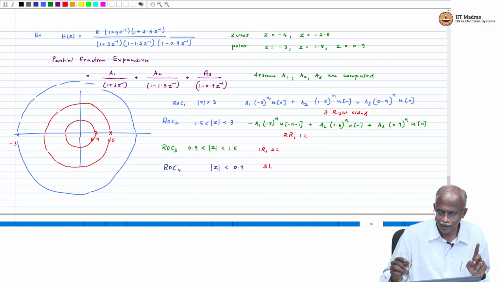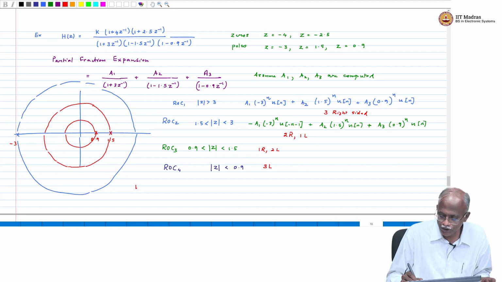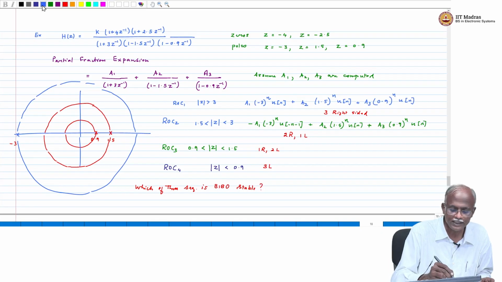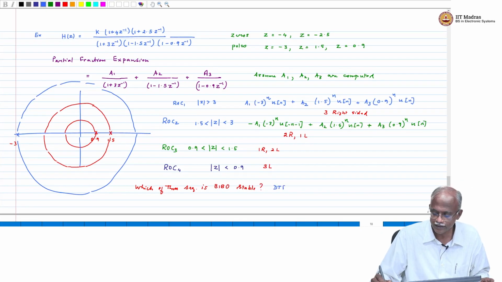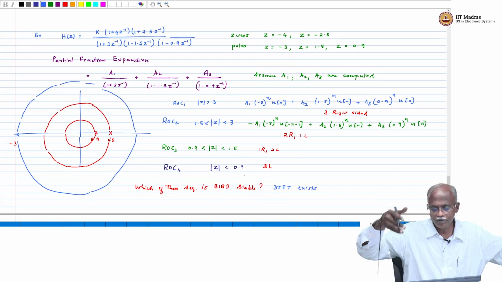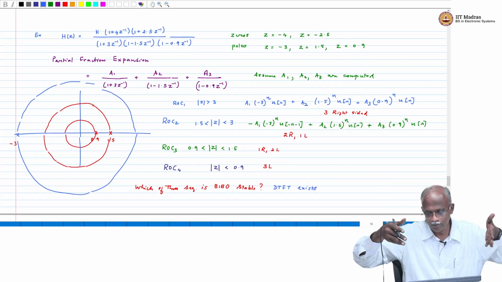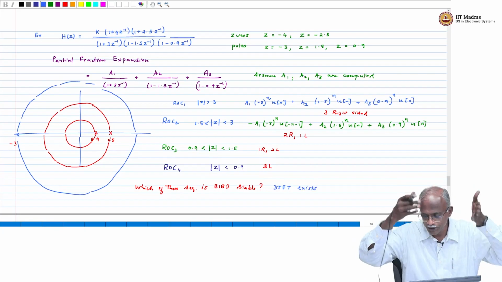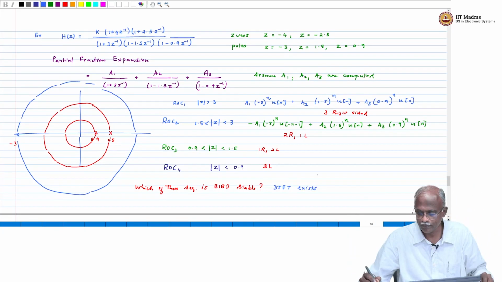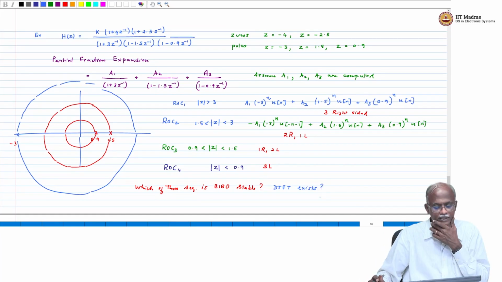Now the important thing to note to answer is which of these sequences is BIBO stable. Remember, this is another way of asking for which of these sequences the DTFT exists. BIBO stable means the impulse response must be absolutely summable. So if the impulse response is absolutely summable, its DTFT will exist. So basically, for which of these sequences will the DTFT exist?